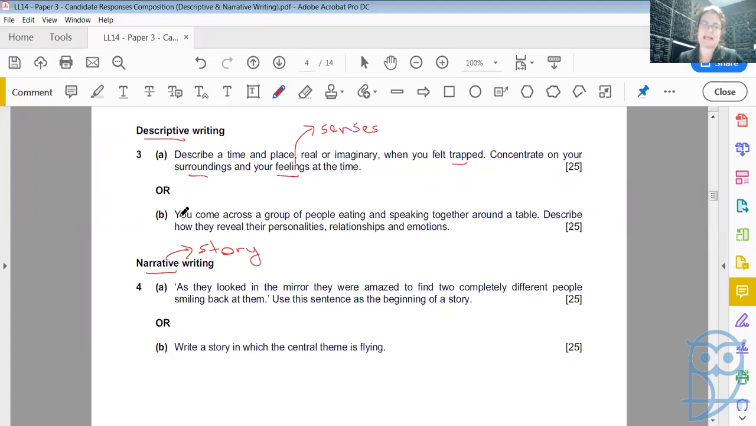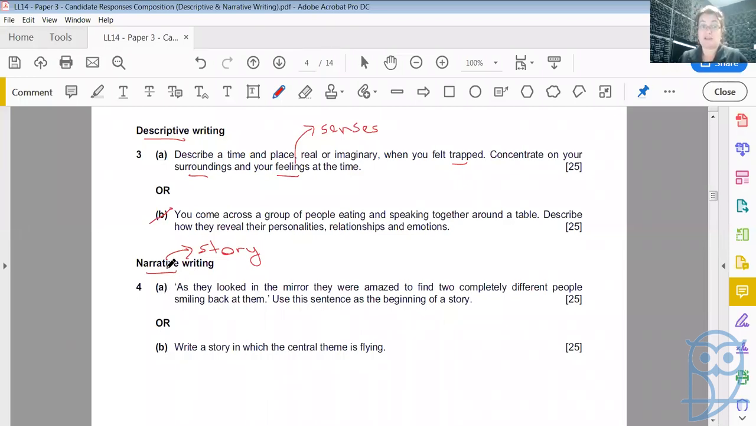Then number B, which we're not going to look at today, so I'll just cross it out, but just for interest's sake, it would have been: you come across a group of people eating and speaking together around a table. Describe how they reveal their personalities, relationships, and emotions. I didn't find a sample of this one, so we're not going to look at that.